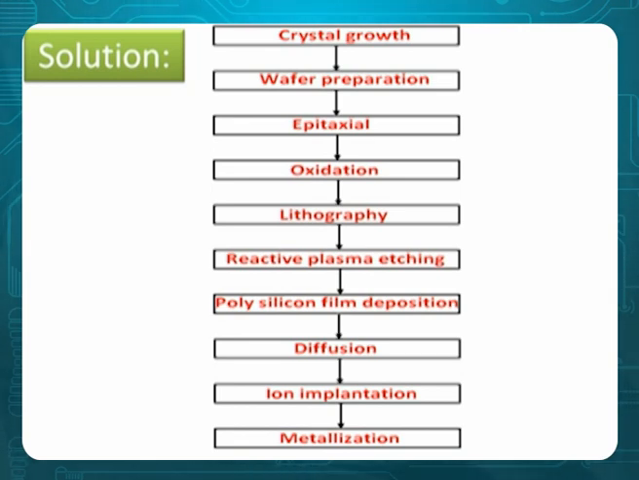Then wherever there are unnecessary things, or any extra things we want to put in, you have to do lithography, as I told you. And after lithography is done, whatever portions are removed, they are ready. You can go for reactive plasma etching, polysilicon film deposition done. Then we go for the diffusion process. After that we go for ion implantation, finally metallization. Once metallization is done, the components are available to you. That's the real steps of IC fabrication.